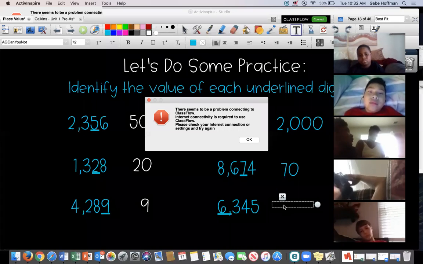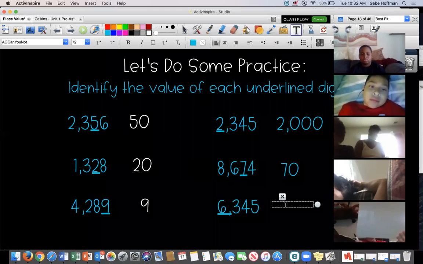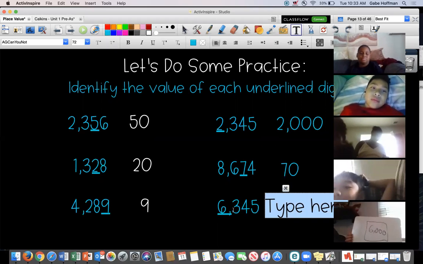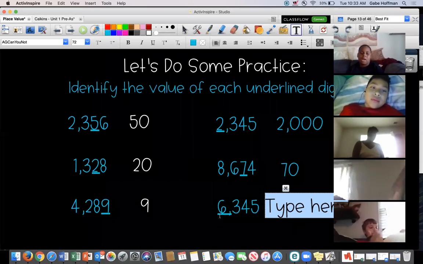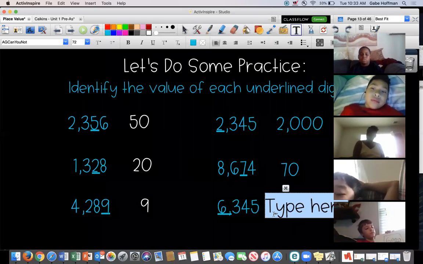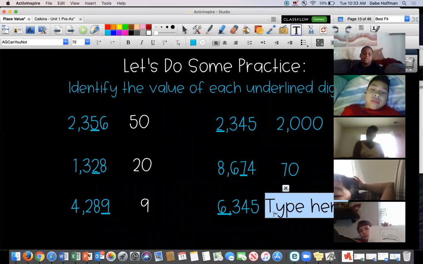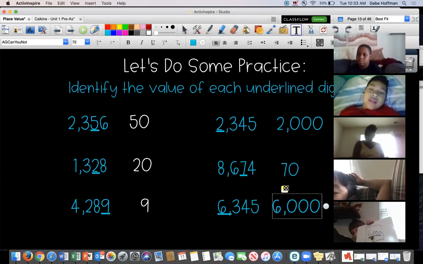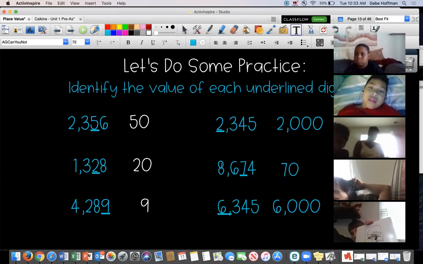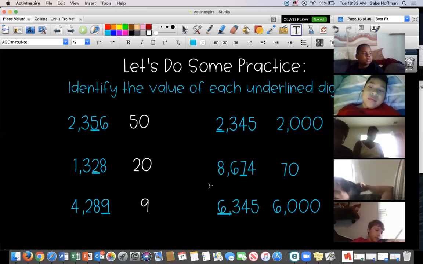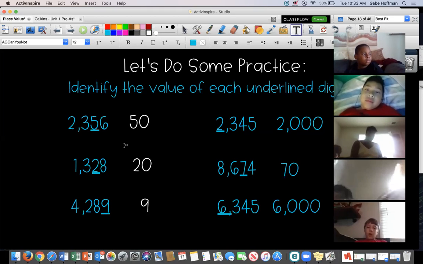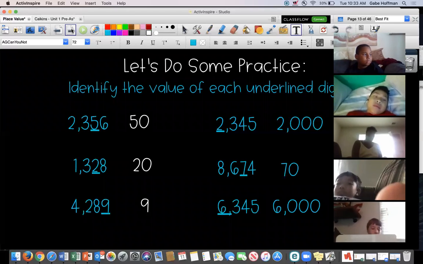The 6 is in the bottom left right here. What place is that in? It's in the thousands. Thousands. So what's it worth if it's in the thousands place? Six what? 6,000. So if it's in the thousands place, the 6 is worth 6,000, right? So remember, whatever place it's in gives that number its value. So the place is where the digit is in the number. The value is what that number is worth, depending on where its place is, all right?